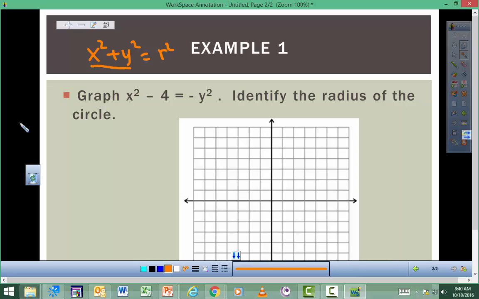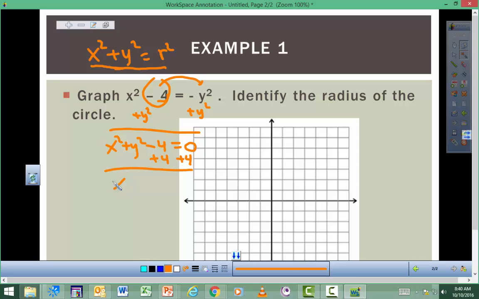Alright. So what I want to do is move the y squared to the opposite side. So I'm going to add y squared here, and I'm going to add y squared here. And this gives me x squared plus y squared minus 4 is equal to 0. Well, to get this in standard form, I need to move this number to this side. So now I'm just going to simply add 4 here and add 4 over here. And this gives me x squared plus y squared is equal to 4.